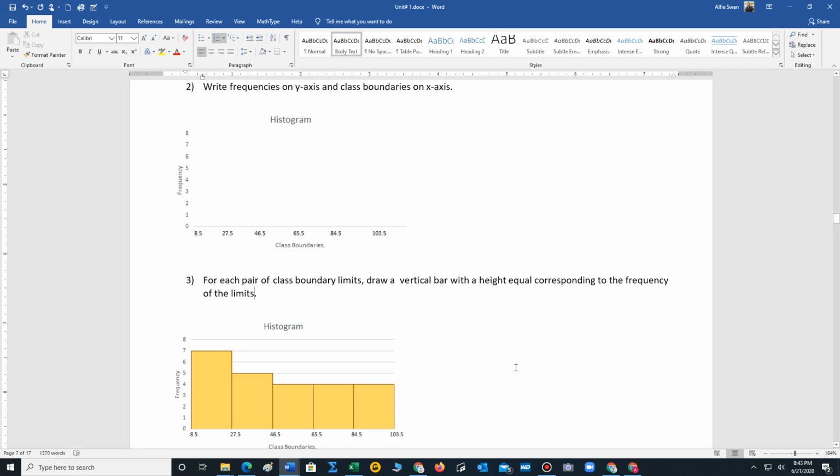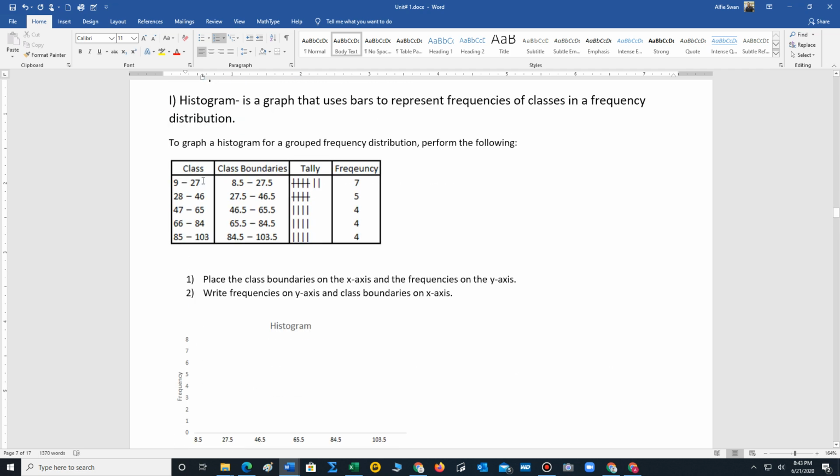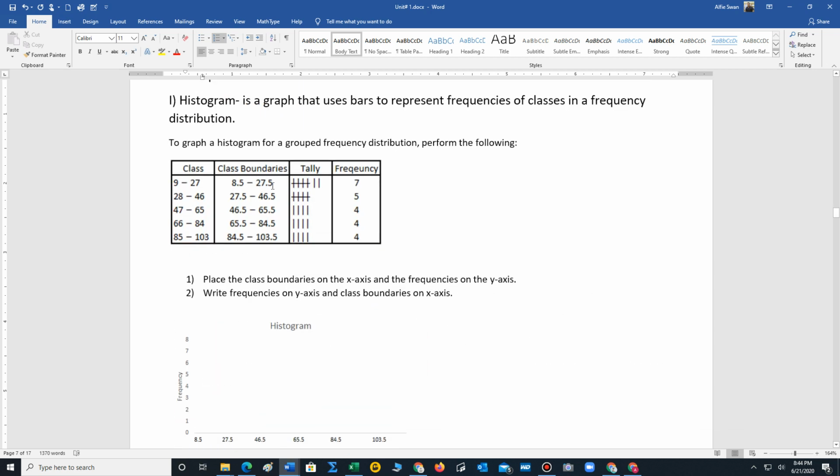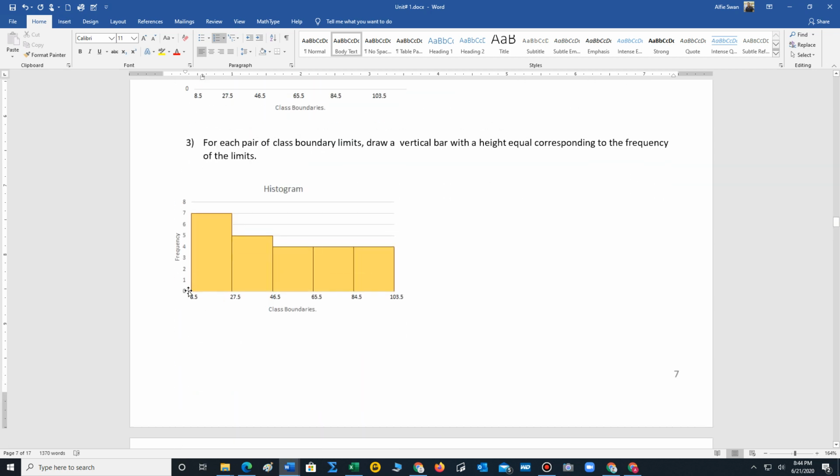Okay, so let's take a look. We're going to think of these as pairs. The pairs will make up the width of your rectangle. So 8.5 to 27.5. 7 is the frequency, so you just draw a bar with height up to 7.